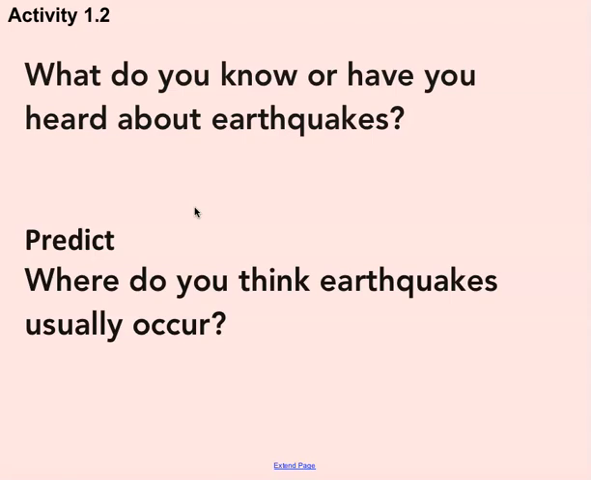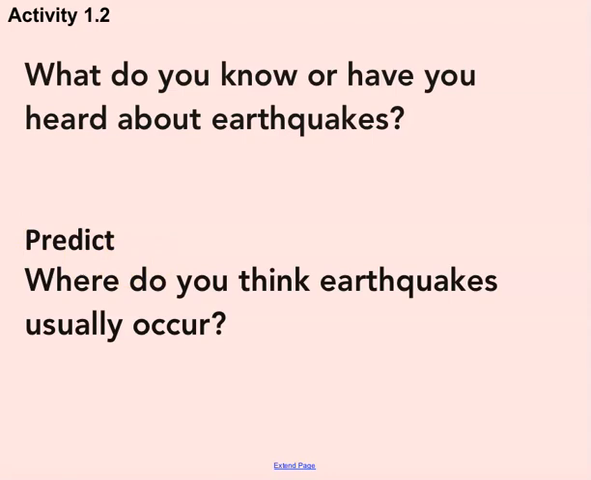Now, the next thing I'd like you to do with your team is, where do you think earthquakes usually occur? So again, pause the video for a minute and just go around, or if you're working by yourself, just think about it. But if you're working with a team, just go around and talk to each other. Where do you think earthquakes usually occur?